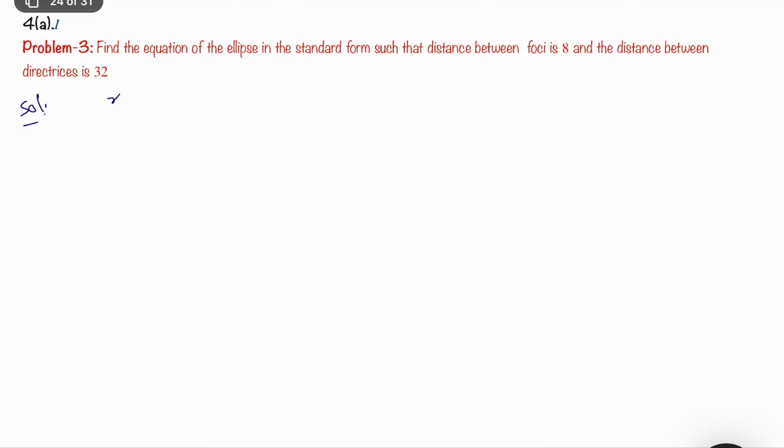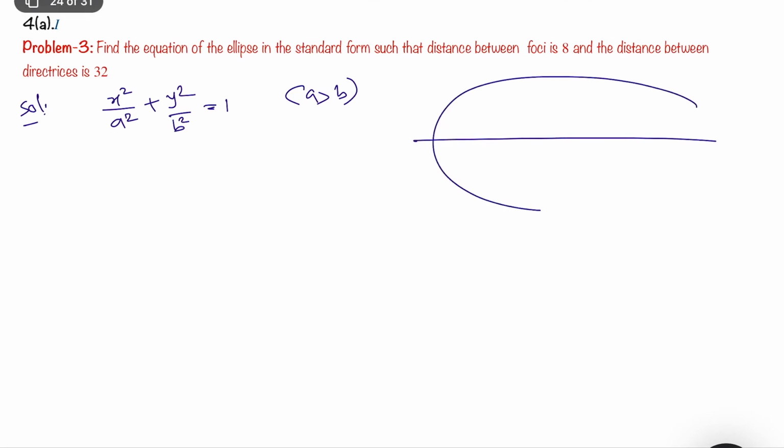Okay, here we want the equation of the ellipse in standard form, x square by a square plus y square by b square equal to 1. Let me assume a greater than b case. Here we need to know what is this a square and b square.